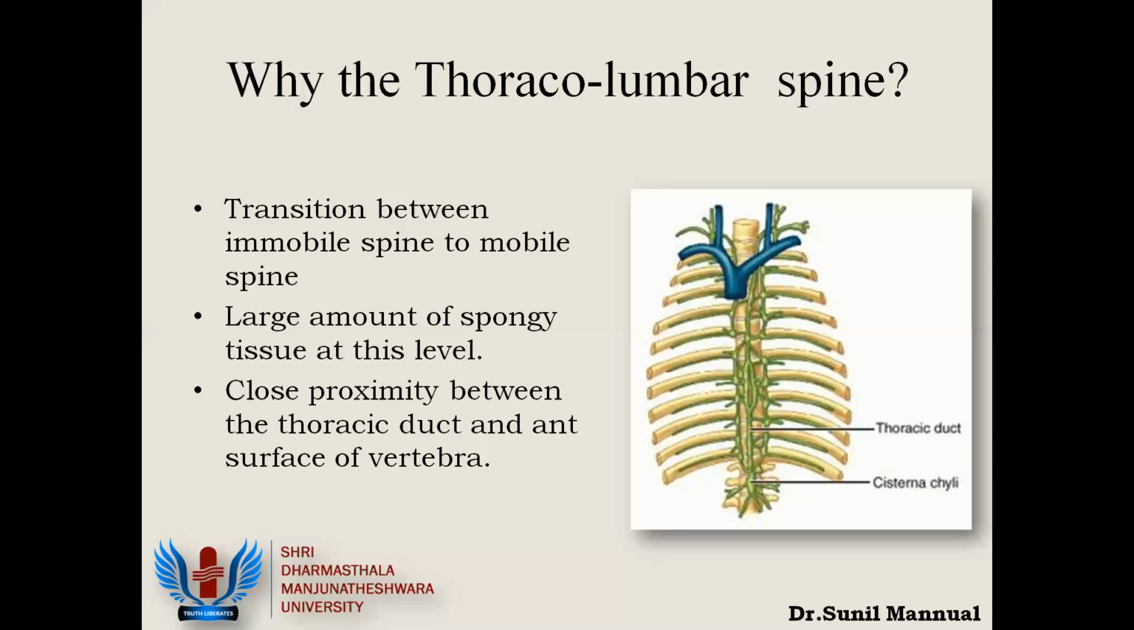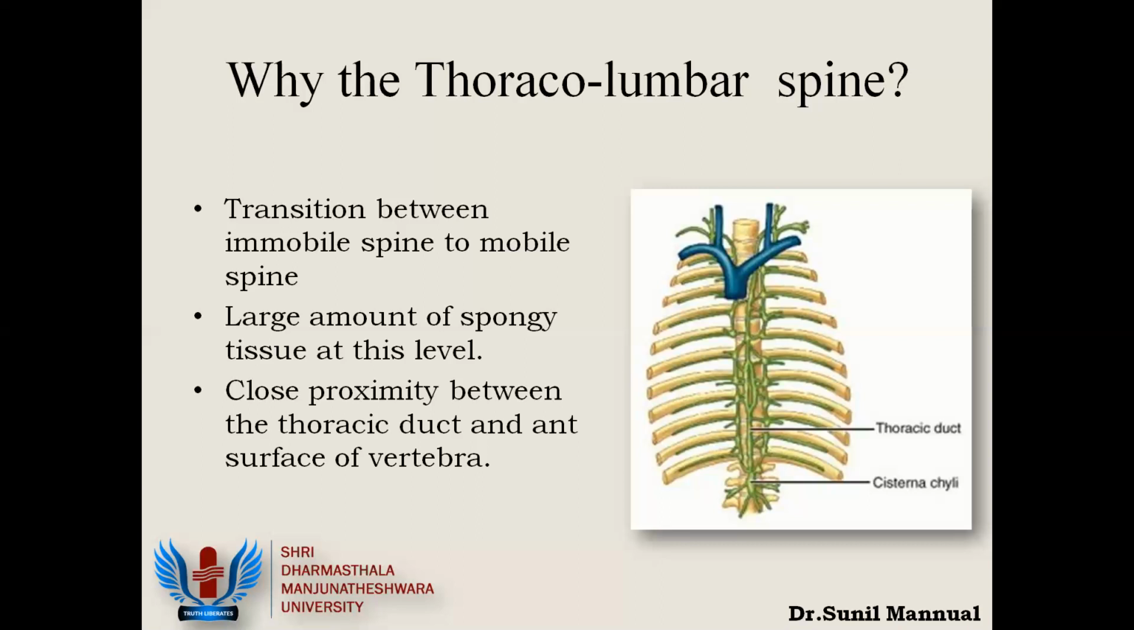The other thing that is proposed is that at this thoracolumbar spine junction, the bones have a high density of spongy bone, that is cancellous bone, that makes it more susceptible to infection. That is just a proposal. And one more thing that is proposed is the close proximity of the origin of the thoracic duct to the thoracolumbar spine junction.